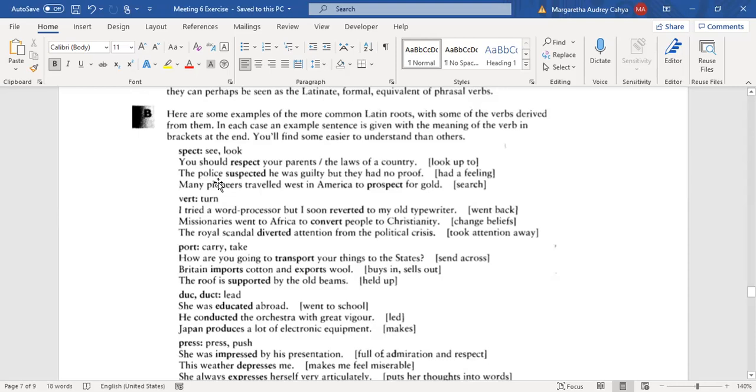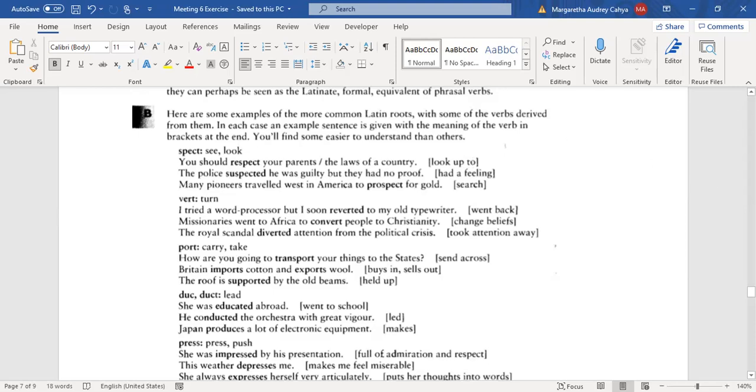And then the police suspected, had a feeling. Suspected bukan cuma had a feeling ya. Had a feeling itu kan punya perasaan ya. Suspected itu kan mencurigai ya, mencurigai. And then respect itu kan menghormati ya, menghormati. Looked up to.